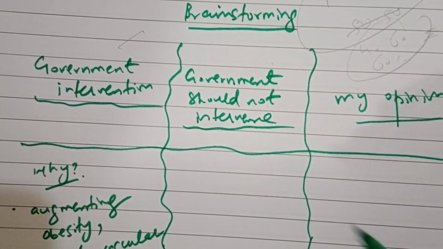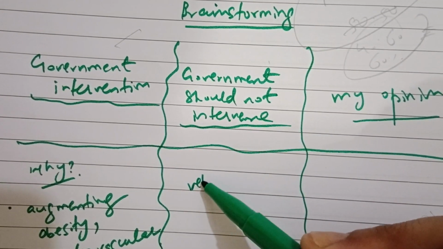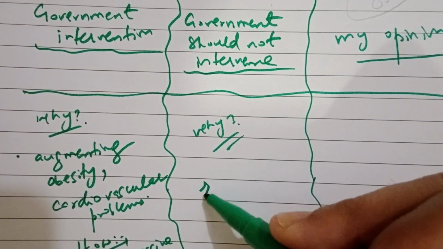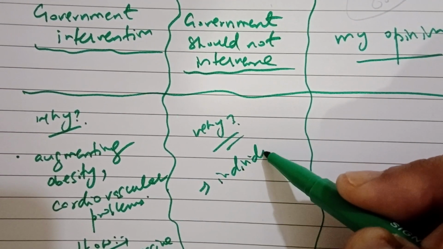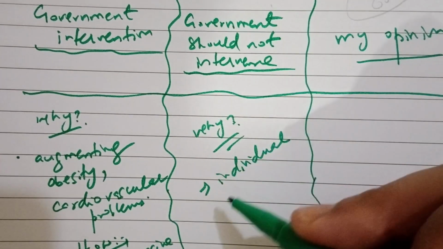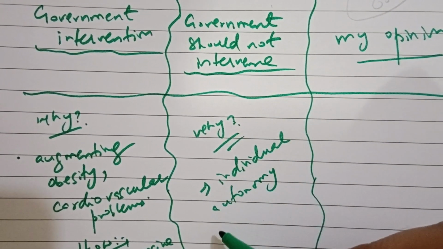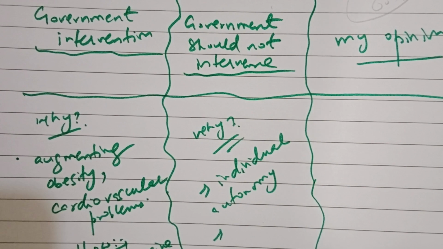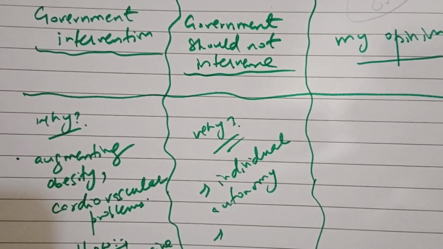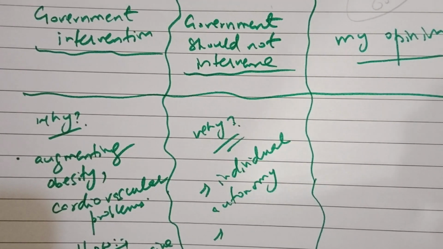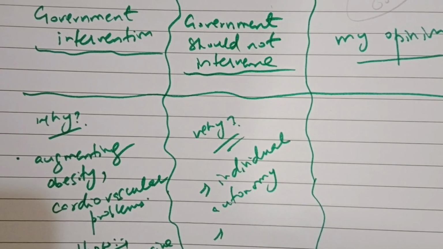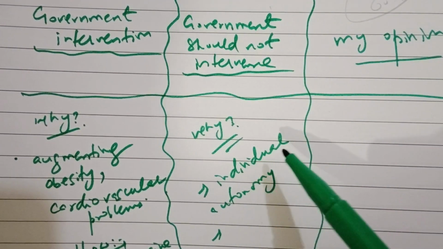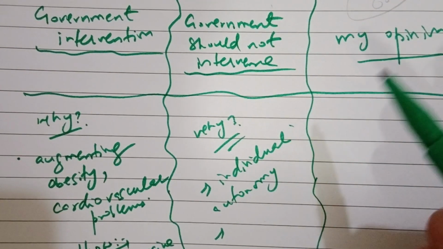Now, let's move on. Why should government not intervene? Government should not intervene because it halts individual, what we call it, individual autonomy. When government intervenes, the individuals cannot decide on their own whether they can easily buy these items, because after government intervention there will be a ban on these items. So by the intervention of government, it would halt individual autonomy, individual choices.